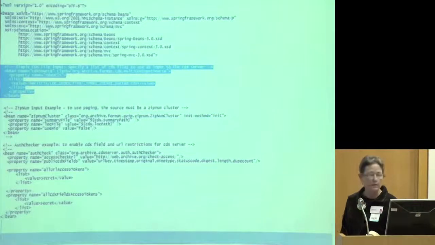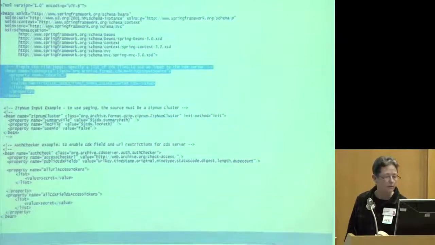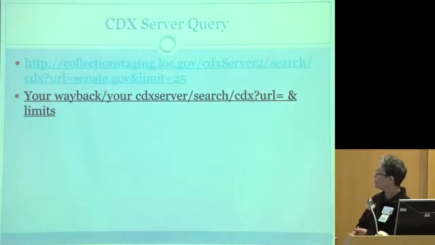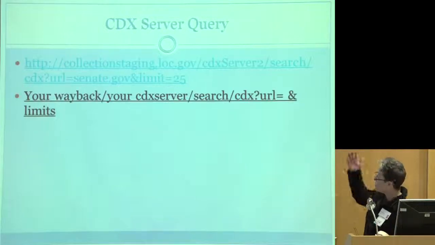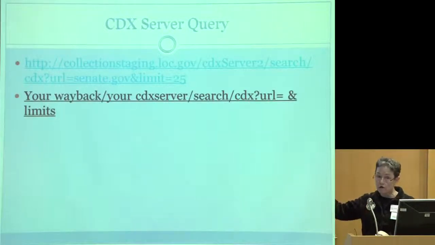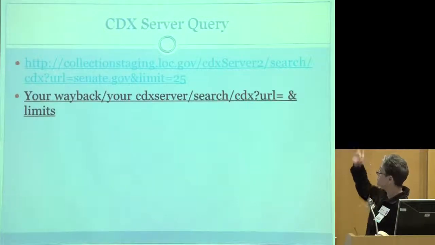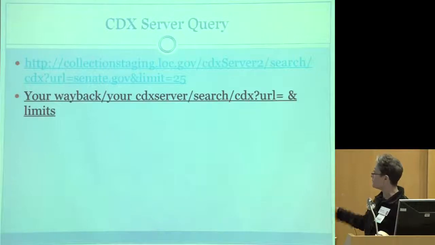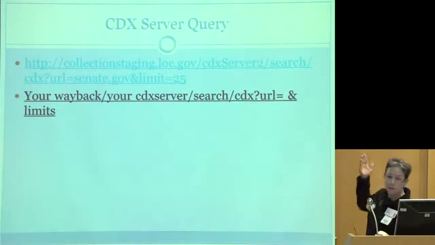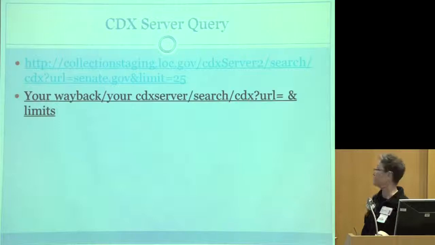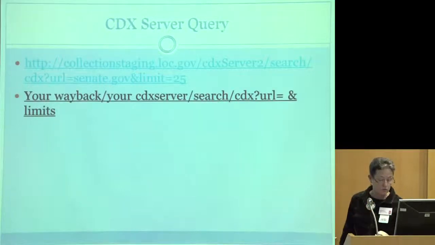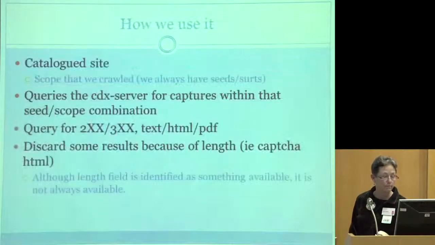One of the things we found recently is the fact that there's been a change in the CDX indexer. We don't have the length field where we need it. So in order to do a query, you have your Wayback, whatever you call that CDX directory, your CDX server, search and CDX question mark and whatever your URL is. And that's an example on the top of how we query against it. And I'll show you how we actually use it.